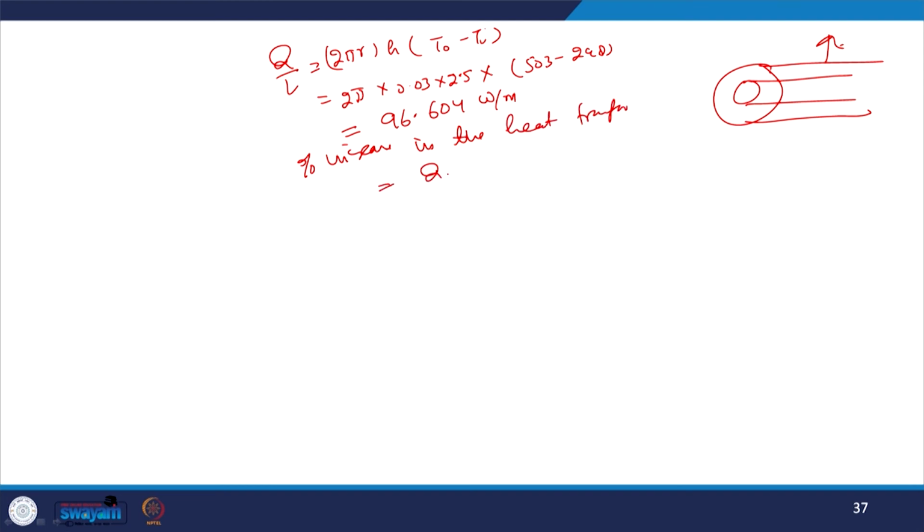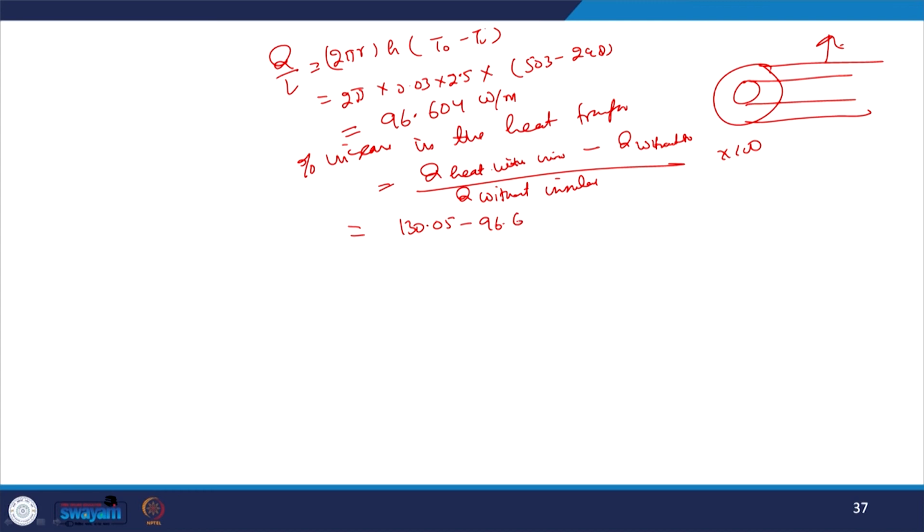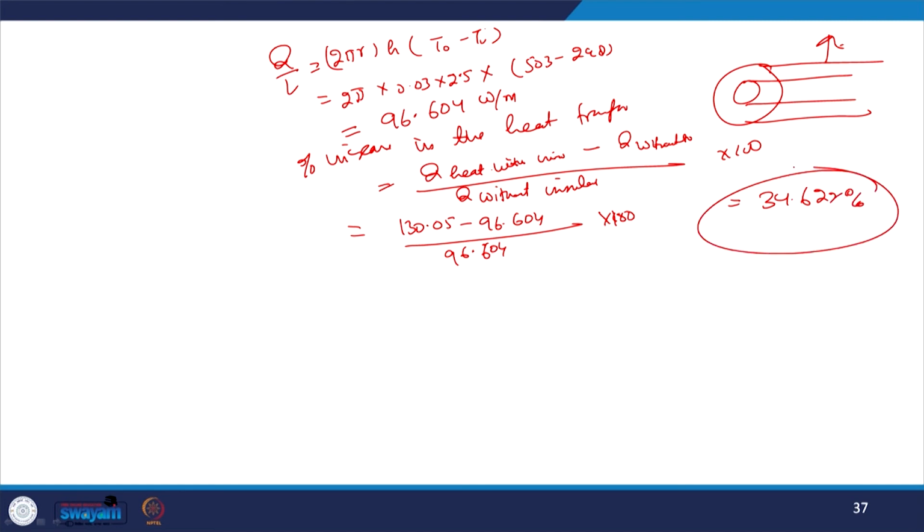Now the percentage increase in the heat transfer is equal to (Q with insulation − Q without insulation) over Q without insulation, multiplied by 100. That is (130.05 − 96.604) divided by 96.604, into 100, and this comes out to be 34.622%. That is the answer.